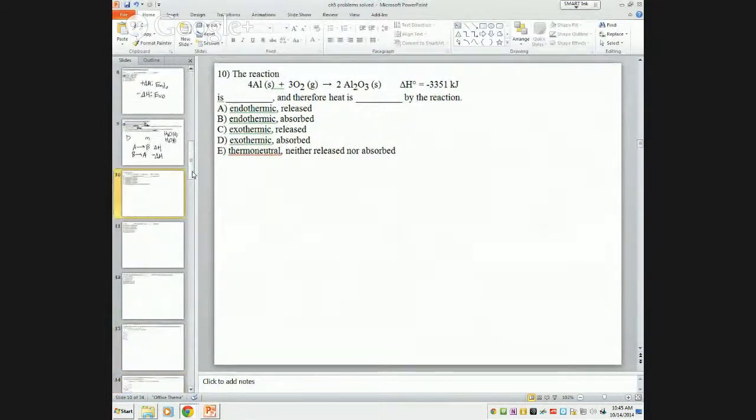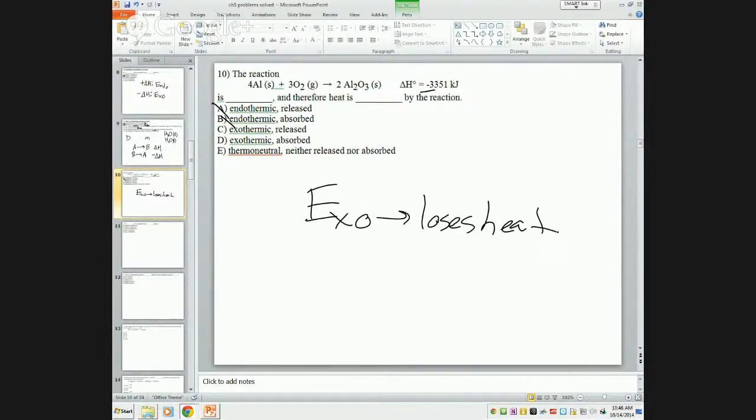10. The reaction 4Al plus 3O2 gives you 2 aluminum oxides with the delta H of that is blank, and therefore heat is blank by the reaction. Well, if it's got a negative delta H, we know that it's exothermic. So that gets rid of 2 of our choices. And what's it mean to be exothermic? It loses heat. Kind of a definition question. So we want exothermic and releases heat.